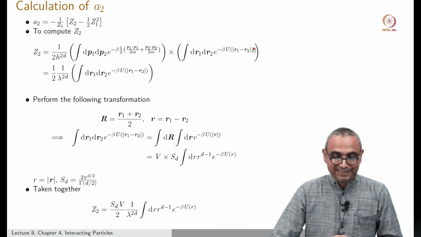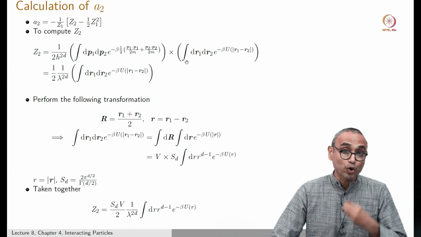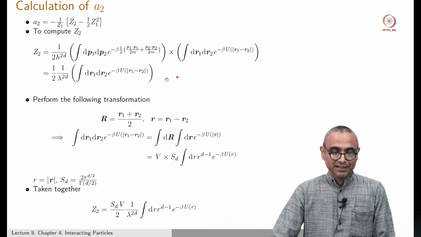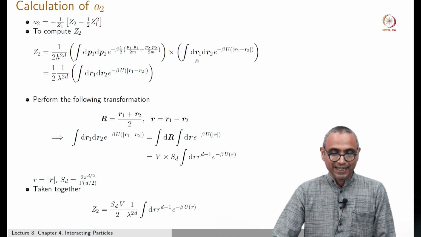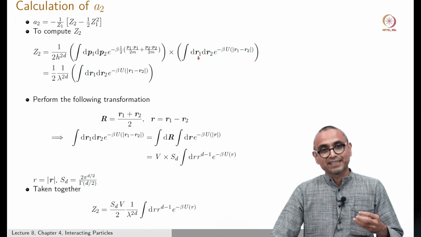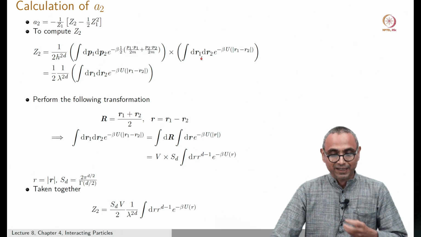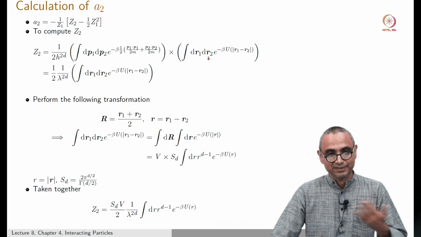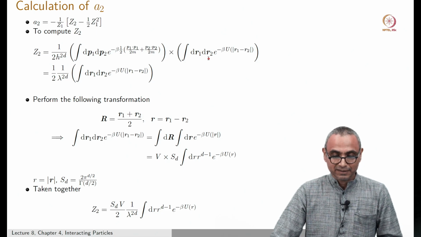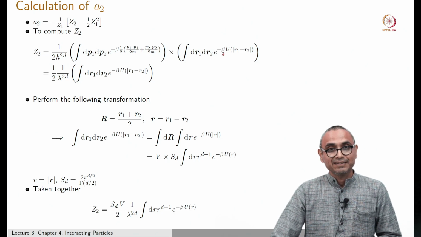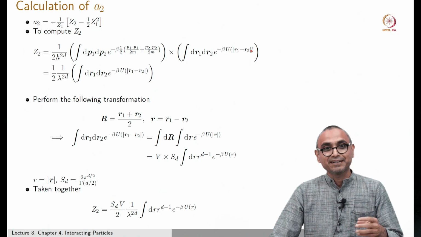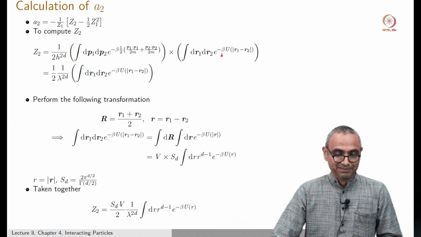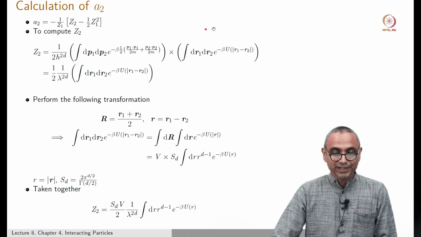The second piece is determined solely by the interaction between the particles. So what does this look like? It looks like an integral over the positions of both particles, dr1, dr2, the volume elements corresponding to the positions of the particles, of the exponential of the interaction potential, which is determined by the distance between the two particles, divided by temperature. How do we evaluate this integral?